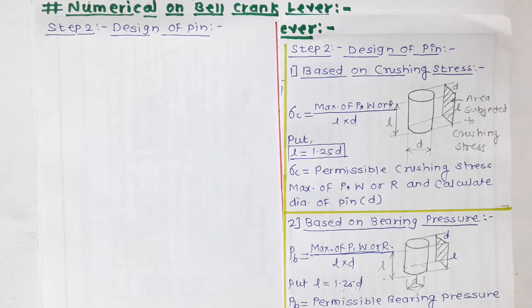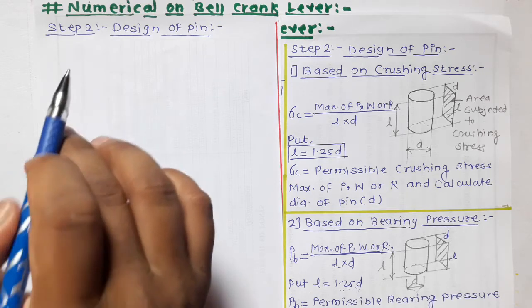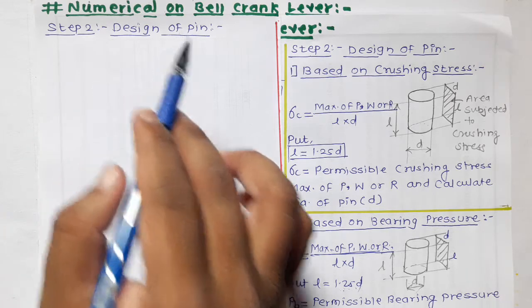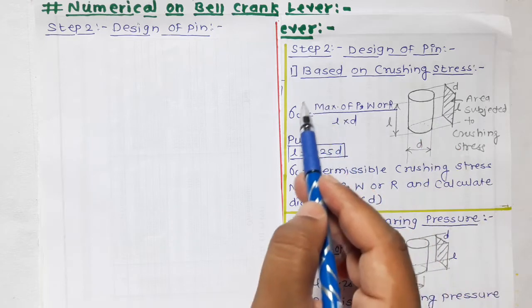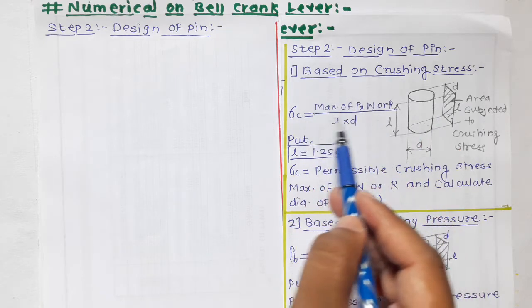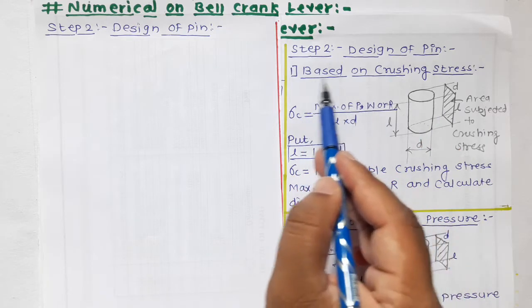Now after calculating the unknown, that is from step number 1, P, W or R, we have completed step number 1. Now let us move to step number 2, that is design of pin, and this is the substep number 1 based on crushing stress, and this is the formula to find out the diameter of pin. So let us use this formula from the substep number 1.